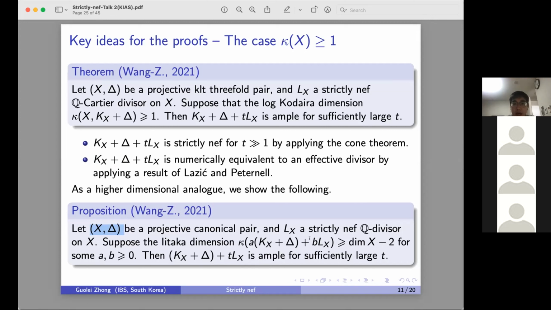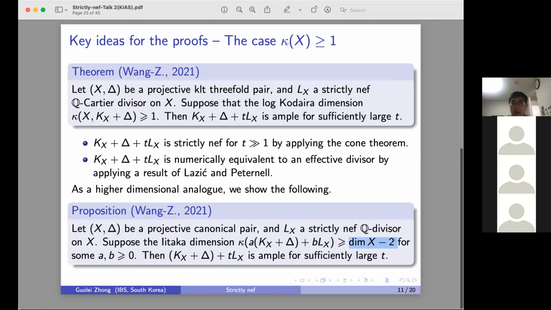Note that here we also put the L_X. So this is more general, because in the threefold case we just let this be equal to 0. But in general, we only require that for this linear combination, the kappa is no less than dimension X minus 2. Then someone will ask why we give such conditions.